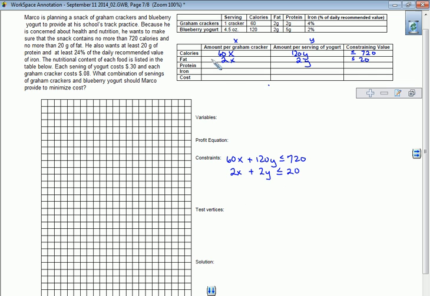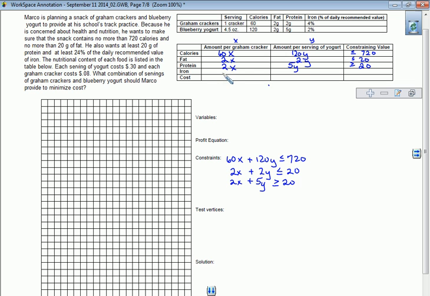Protein. Tell me about protein for a graham cracker. 2. All right. Tell me about the grams of protein for yogurt. 5Y. Good. And is this going to be less than or greater than? Greater than or equal to. And what is our constraining value here? 20. 20 again. But this one's going to be shaded differently, isn't it? It certainly is.